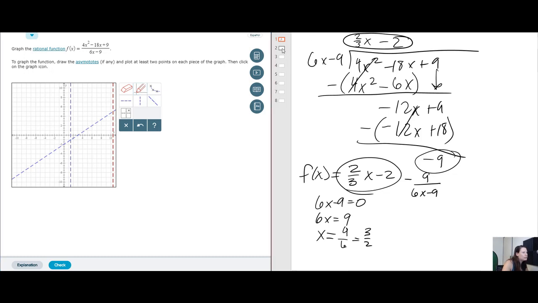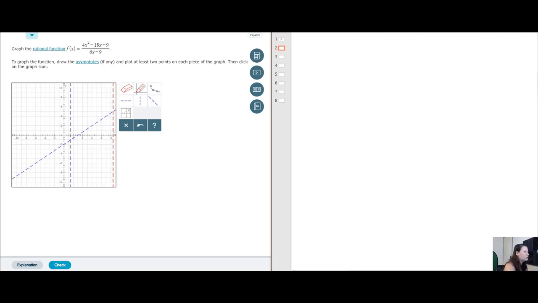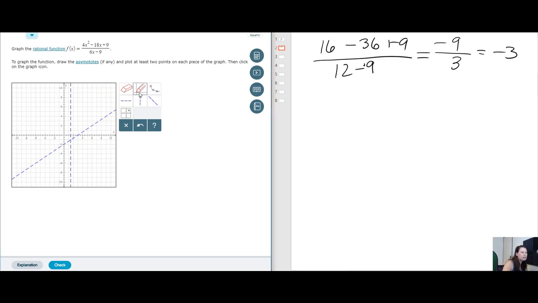So let's go to a new slide. If we plug in 2, that will be 4 times 4, so 16, minus 18 times 2 is 36, plus 9, over 6 times 2 is 12, minus 9. So 16 and 9 make 27, minus 36 is negative 9, over 12 minus 9 is 3, so this is negative 3. So we can plot this point: we plugged in 2, and we got negative 3.